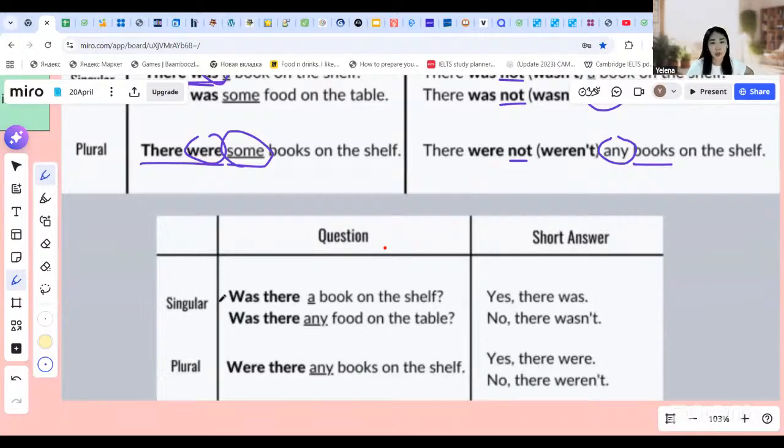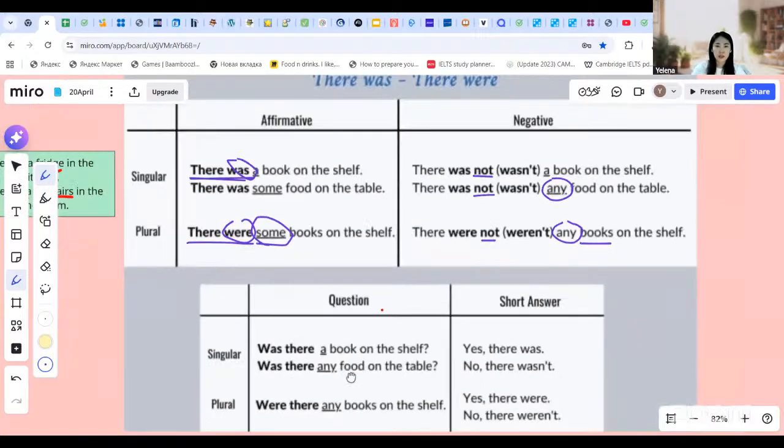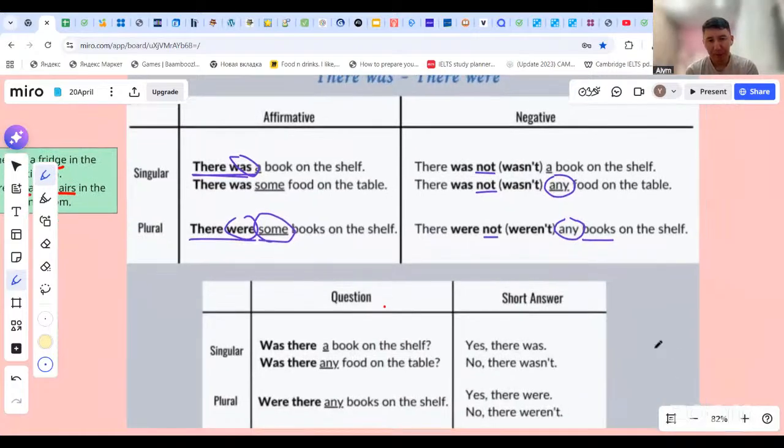Well, and finally, let's have a look at questions. Saihan, how do we make questions? First was. Was there a book on the shelf? Yes, there was. Was there any food on the table? No, there wasn't. That's right. And plural: were there any books on the shelf? Yes, there were. And then no, there weren't. That's right. So, is everything clear, Saihan? Do you have any questions?